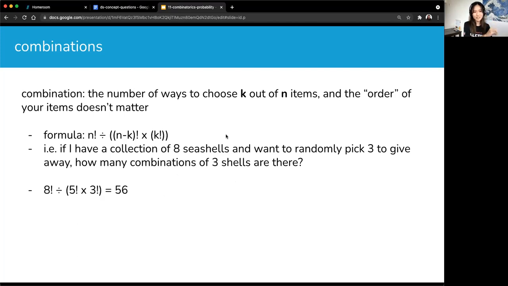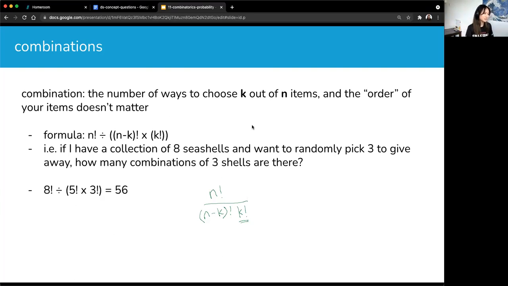The idea is in combinations, the number will be smaller. So therefore, we add something to our denominator. Okay, so here the formula is slightly different. Instead of n factorial over n minus k factorial, which is what we had before, we further divide it by k factorial. This dividing by k factorial is exactly what accounts for the repeated permutations.